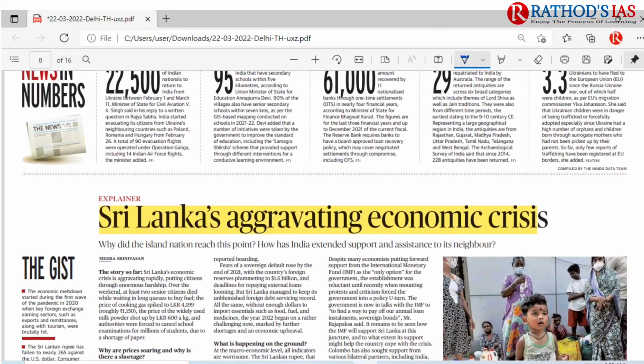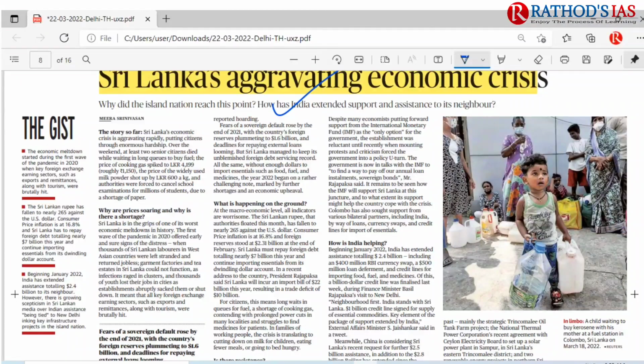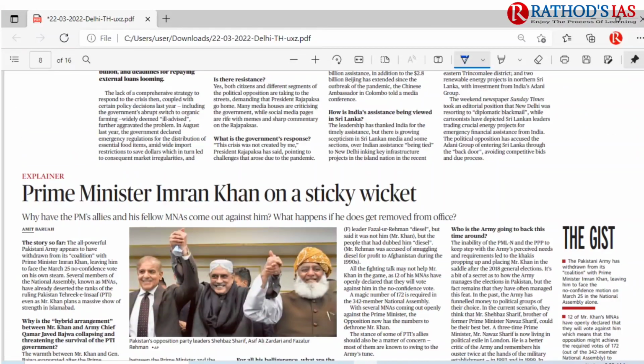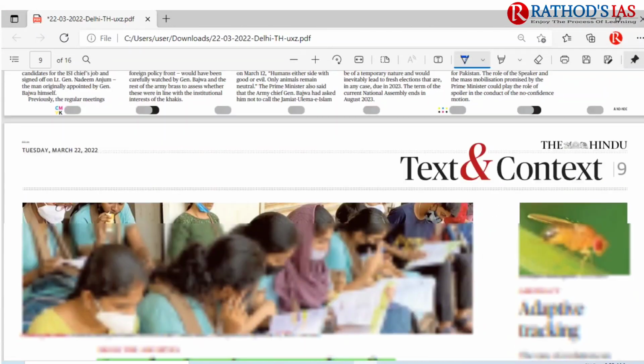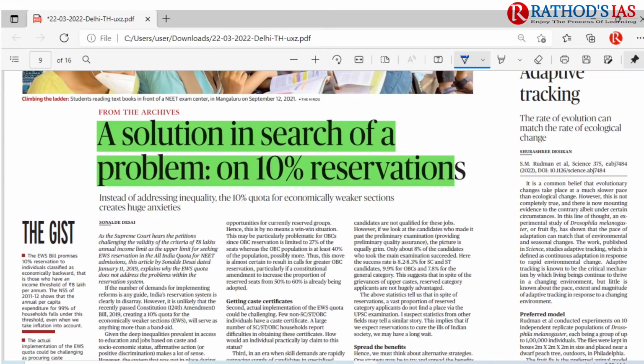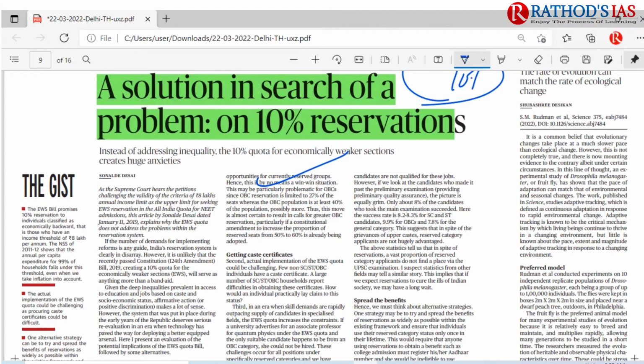And in this text and context, I discussed the aggravating crisis of Sri Lanka. And you can leave this Imran Khan's article. It is not much relevant. And the next topic is about 10% reservations. Actually, what happened recently, this Economically Weaker Sections bill, which promises 10% reservation for individuals who come under these economically backward categories, is passed.